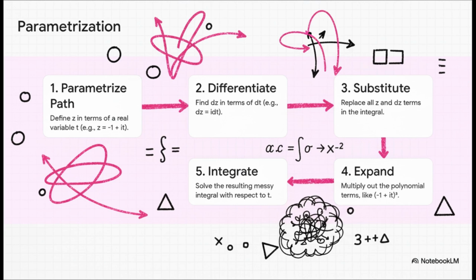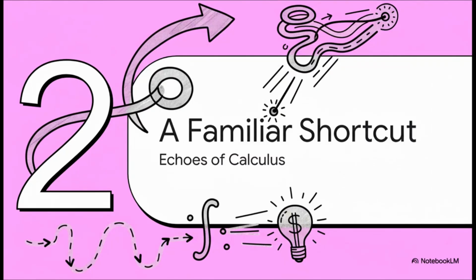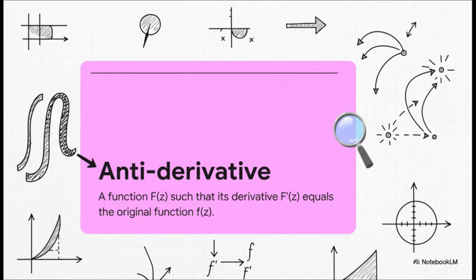I mean, look at all those steps. It totally works, don't get me wrong, but it is just so much tedious algebra. It's the kind of problem where one tiny slip-up with the plus or minus sign and the whole thing is ruined. But what if there was a better way? A much, much better way. And the cool thing is, it's based on an idea that you've probably seen before way back in basic calculus. And that idea is the antiderivative.